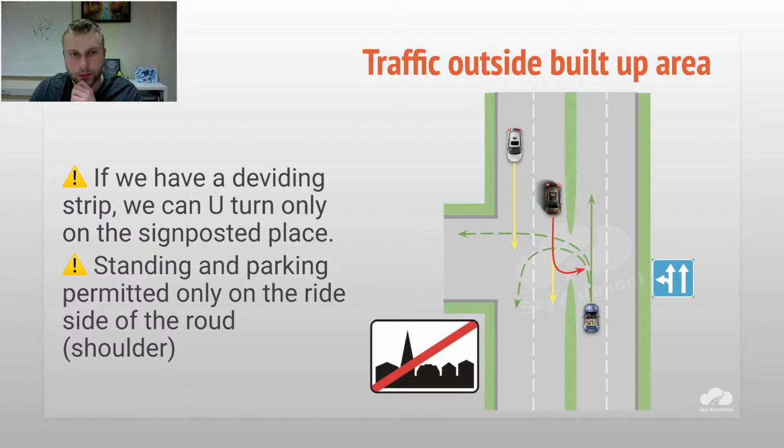Also, one very important rule you should remember definitely. If we have a dividing strip on the highway, we can U-turn only at a signposted place. So you see here, I have a sign, turn left or straight. I can go from the left lane. In that case, I can make a left turn, I can make a U-turn as well, and obviously I can go straight. This car does not have any signs, so this car cannot make a U-turn. If we consider city driving, you can make a U-turn almost everywhere, at least if you don't have any prohibition signs.